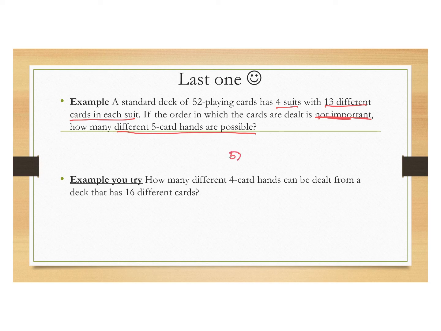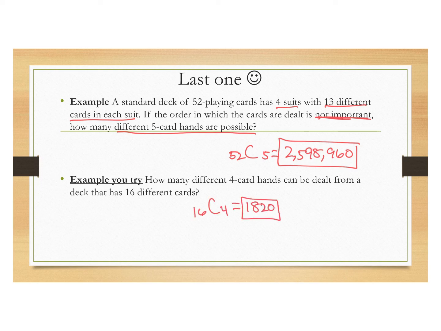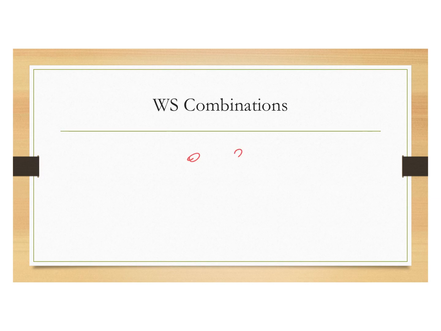So if we have 52 total cards and we want to select 5-card hands, I would type 52, click that nCr button in my calculator, 5, and push enter, and we should get 2,598,960. And that's it. Try the final example. Hopefully you found 1,820 for the number of 4-card hands that can be dealt from a deck that has 16 different cards. We finished the final lesson, the end.